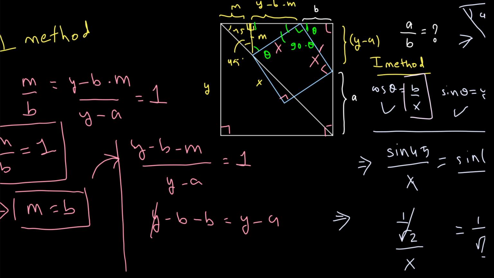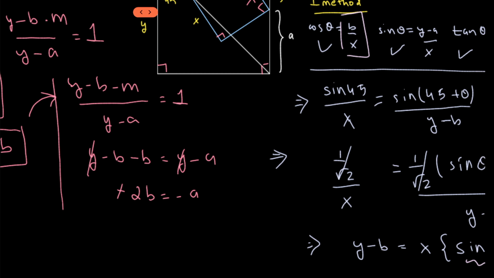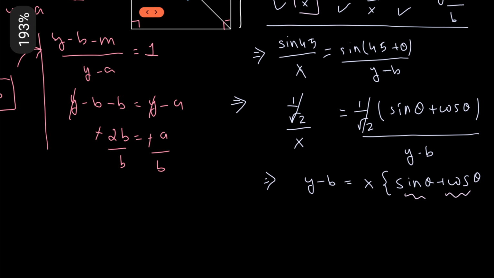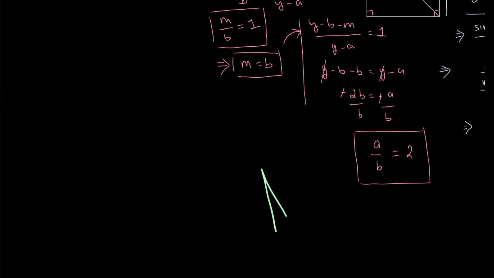Now I can say that y and y got cancelled out. I will get negative 2 times b equals negative a. The negative got cancelled out and I will simply divide by b on both sides. So finally I will get the value of a upon b, and that would be equal to 2. And this is the answer that we were looking for. So these were my ways to solve this particular problem.